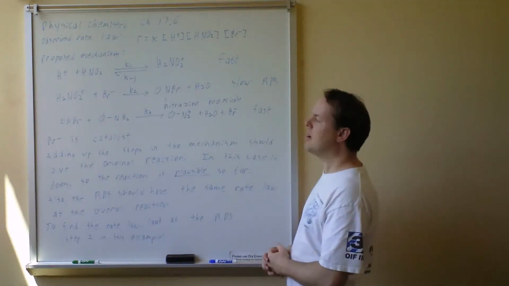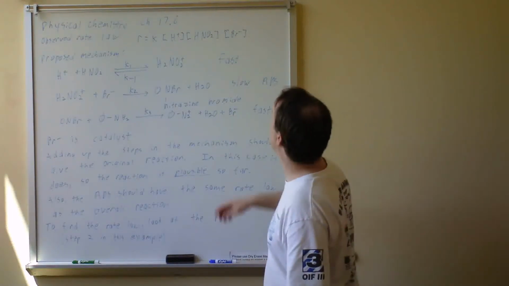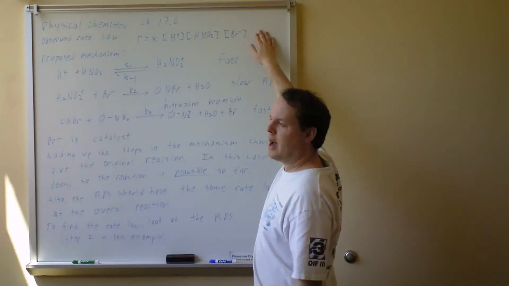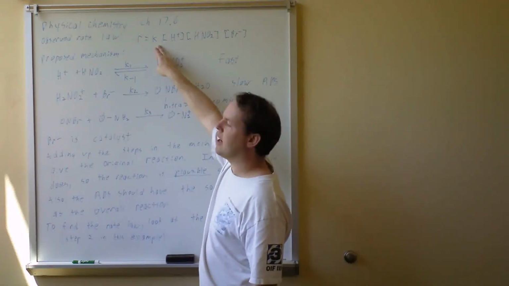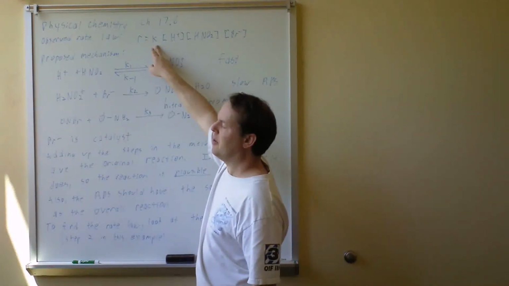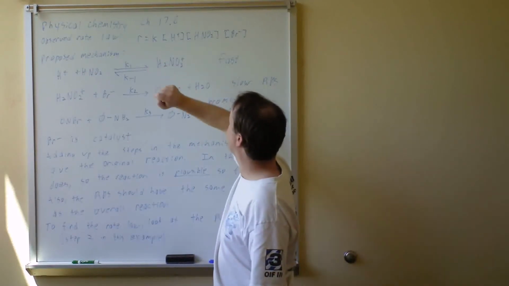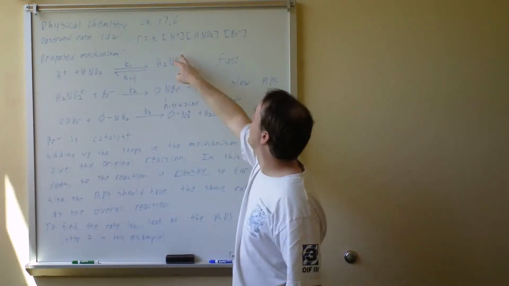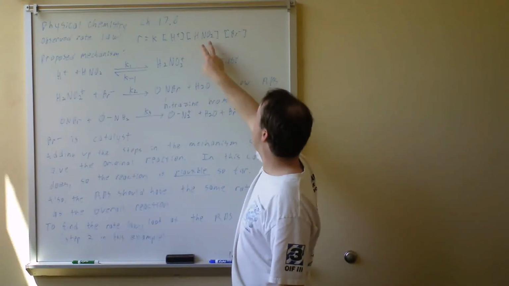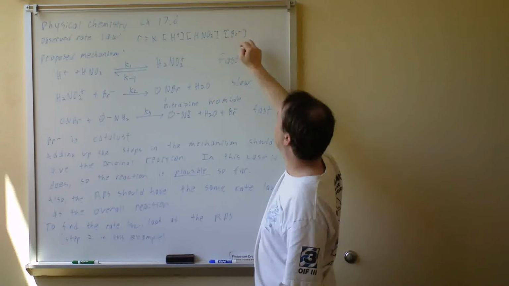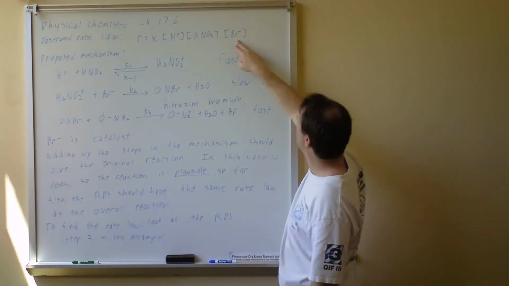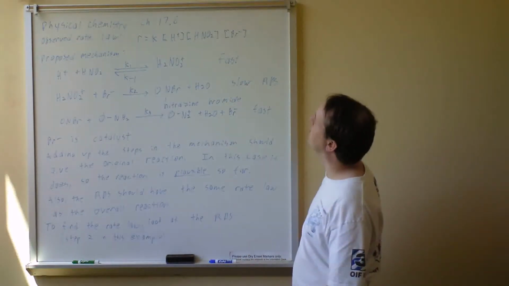Continuing on, Physical Chemistry, Chapter 17, Section 6. So this is our observed rate law that we got from doing actual experiments. We're going to leave the rate constant k instead of putting the actual number because there's no point in being specific. It's temperature dependent anyway. So we have the constant, times the concentration of the acid, just H+, times the concentration of this species, HNO2, nitrous acid, times the concentration of Br-.